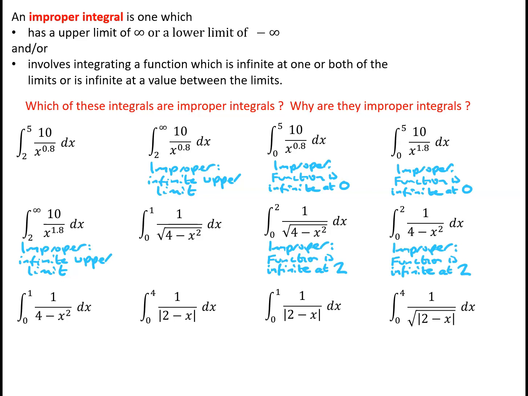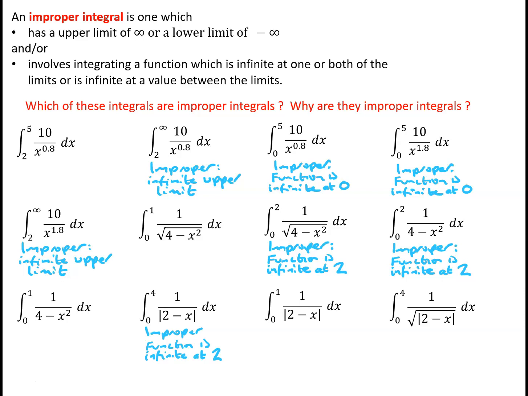1 over 4 minus x squared between 0 and 1, well, 4 minus x squared simply varies between 4 and 3 between 0 and 1, so there's no problem there at all. That's a perfectly proper integral. The integral between 0 and 4 of 1 over the modulus of 2 minus x is improper because when x equals 2, the modulus of 2 minus x is 0, so the function we've got, f of 2 if you like, is 1 over 0, which is infinite. So this integral is improper.